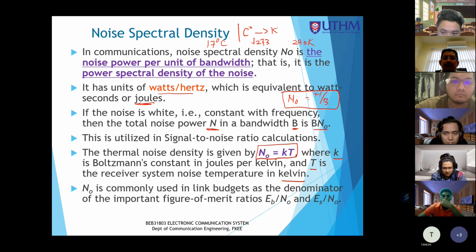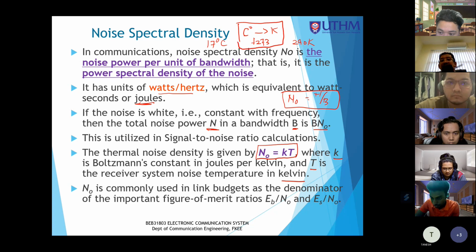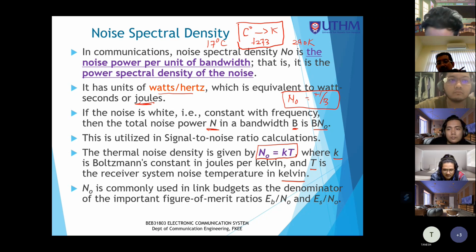Okay, so ini perlu difahami, kerana kita suka memberikan soalan dalam sebutan Celsius, tetapi pelajar perlu tahu macam mana cara nak menukar daripada Celsius kepada Kelvin. Okay. And then this noise power spectral density is commonly used in the link budget as the denominator of the important figure of merit ratio Eb over N0 and Es over N0.